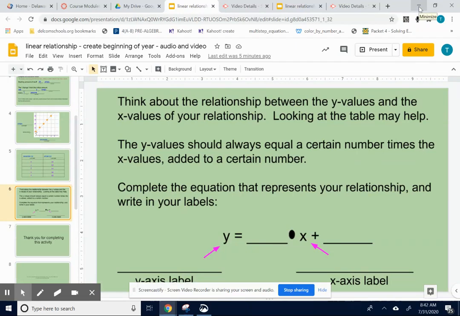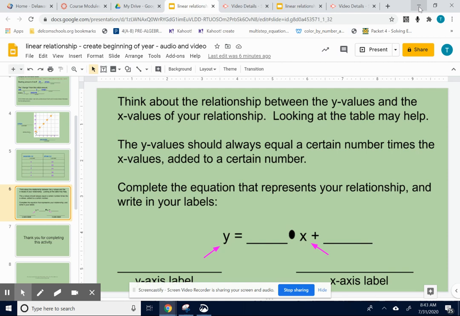Okay, the last slide we're going to do for this relationship is the equation. We have a statement, we have a graph, we have a data table. Now I want to see if you can come up with an equation that represents the relationship in your problem. So you want to think about the relationship between the y values and the x values of your relationship. And I'm going to look at the table.